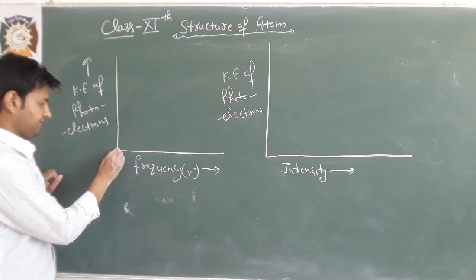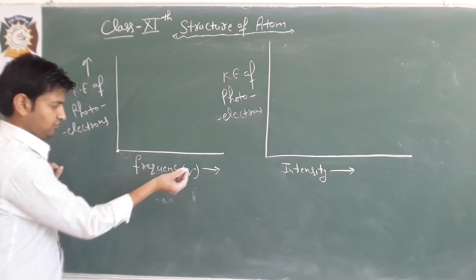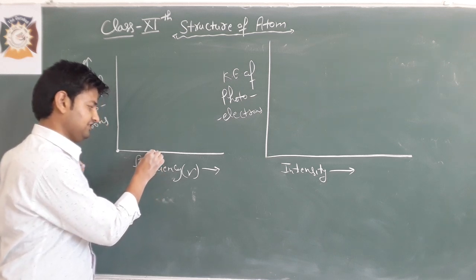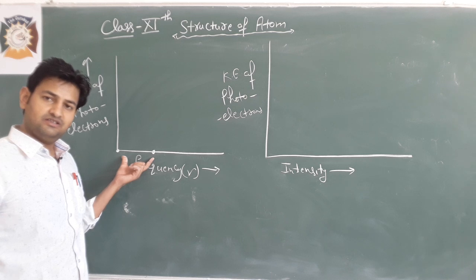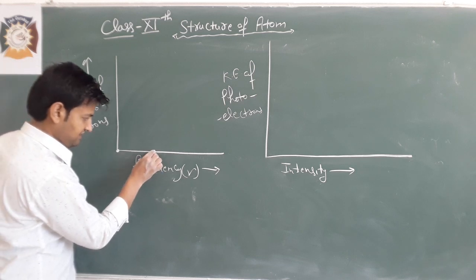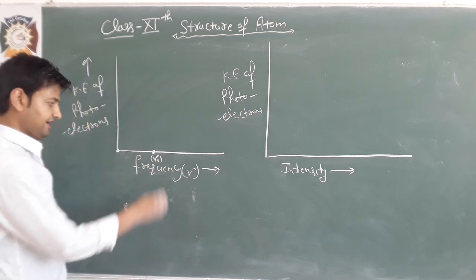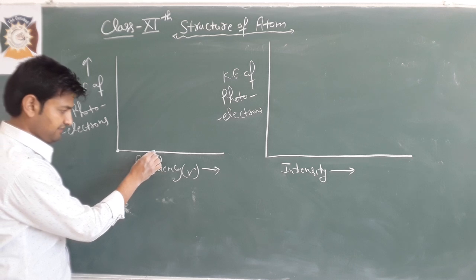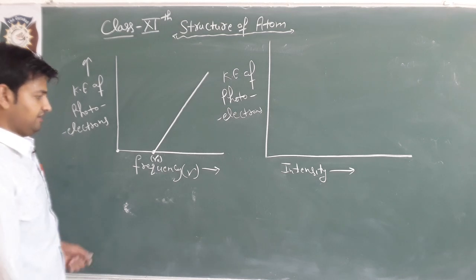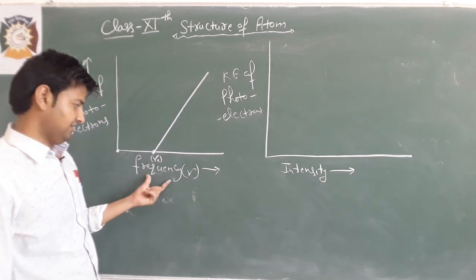When we start applying frequency, the frequency at that point is 0. When we increase the frequency, the applied frequency will become equal to the threshold frequency. Let this point be the threshold frequency, the minimum amount of frequency required for the ejection of electrons. This is equal to nu naught. So electrons start being ejected, and when we apply frequency more than this, they are ejected with kinetic energy. So kinetic energy increases after the ejection of electrons as we increase the frequency.